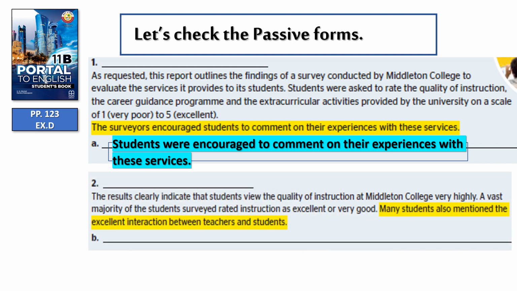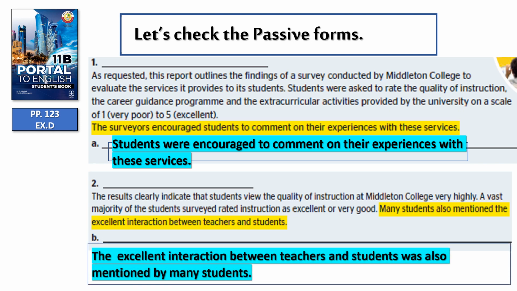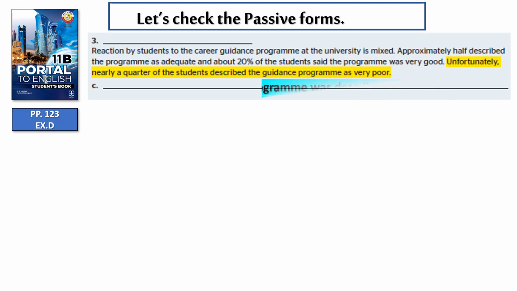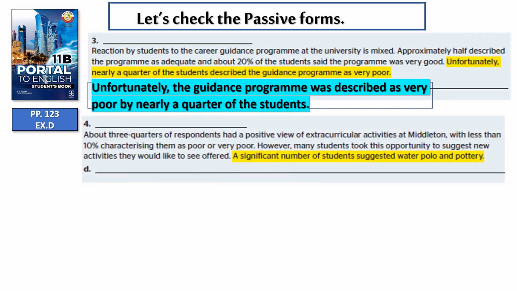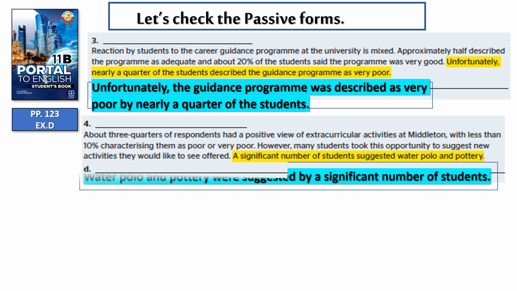The second sentence: many students also mentioned the excellent interaction between teachers and students. The answer is: the excellent interactions between teachers and students were also mentioned by many students. Number 3: unfortunately, the guidance program was described as very poor by nearly a quarter of the students. Number 4: a significant number of students suggested water polo and pottery, and the answer is: water polo and pottery were suggested by a significant number of students.